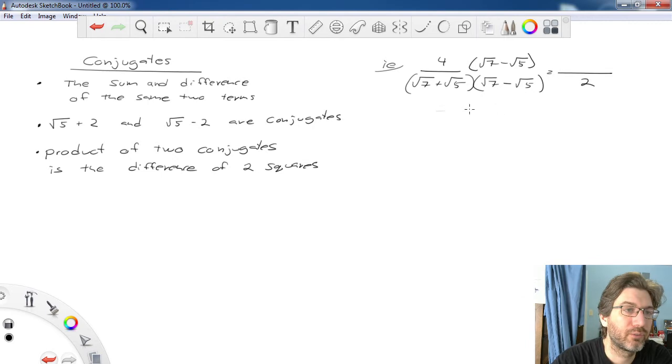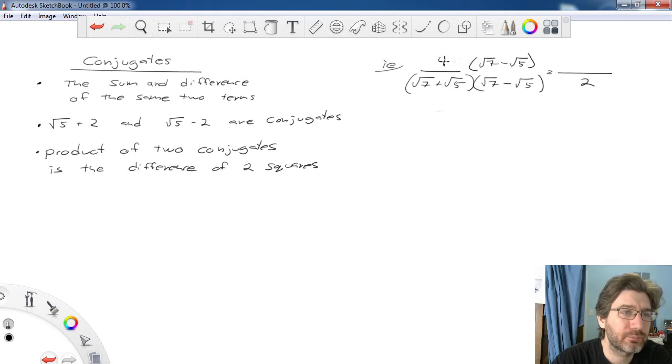You could do it the long way if you wanted. Square root of 7 times square root of 7 is 7. Square root of 7 times the negative square root of 5 will be canceled out by the positive square root of 5 times the positive square root of 7. And then square root of 5 times the square root of 5 gives you negative 5, because that's a negative. So 7 minus 5 gives you the 2.